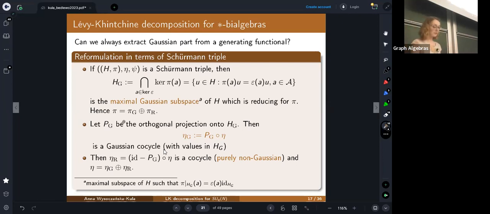So the representation pi will decompose into the part living on this maximal Gaussian subspace and the rest. This maximal Gaussian subspace is defined in a natural way because we know that Gaussian generating functionals have the associated representation being just a multiplicity of the counit. So this is the unique space, unique and maximal at the same time. So this is the natural definition of the Gaussian subspace that we should follow.